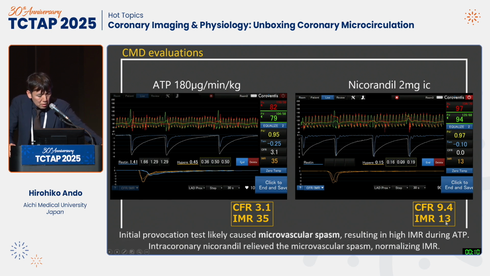So in this case, initial provocation test likely caused a microvascular spasm, resulting in a high IMR during the ATP infusions. However, subsequent intracoronary necroangiography relieves the microvascular spasm, and IMR returned to normal. So we diagnosed this patient as a microvascular spasm and initiated vasodilators as a medical treatment.